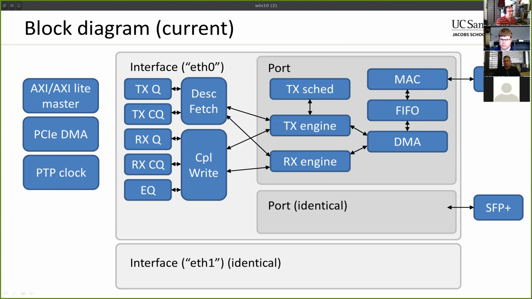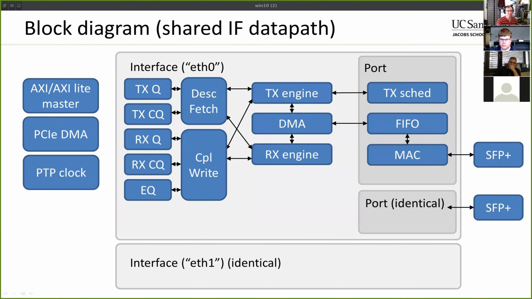And what we want to do is, like I said, pull out a lot of this common logic, the transmit and receive engines and the DMA engine, and then leave the port-specific stuff in the port module. So this is kind of what it's going to look like. We're going to pull out the data path, and then the port will just have the transmit scheduler and the FIFOs.